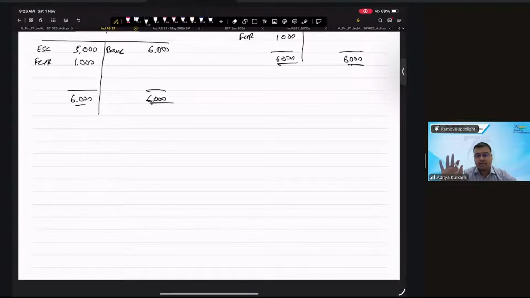Correct? Karthik, correct? Yes, sir, I agree. That means this gain of 1000, even though it is on a monetary item, on paper a monetary item, we will still treat it as an FCTR. We will record that through reserves, and it will not go through the P&L, because the investment in this case is of a permanent nature.